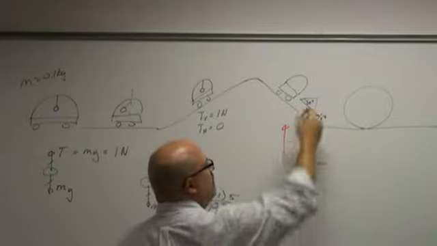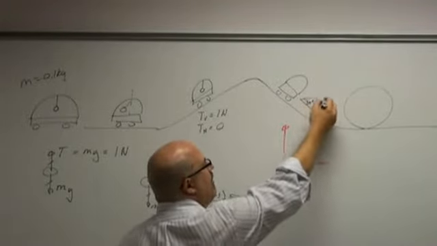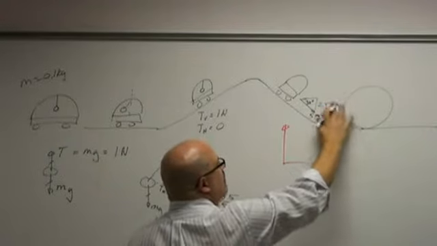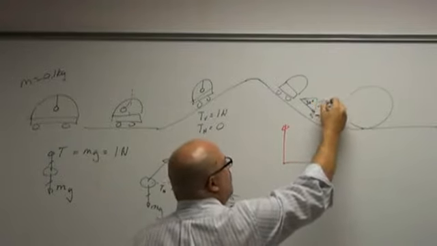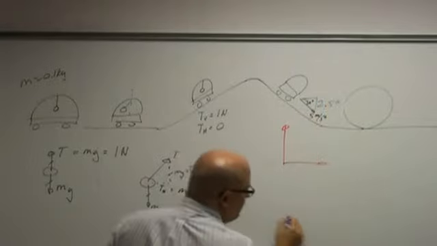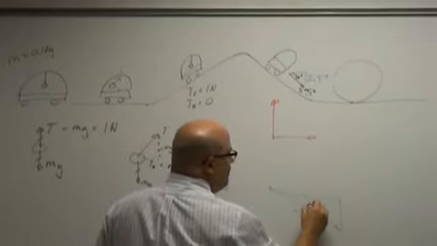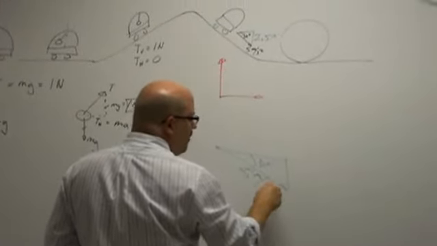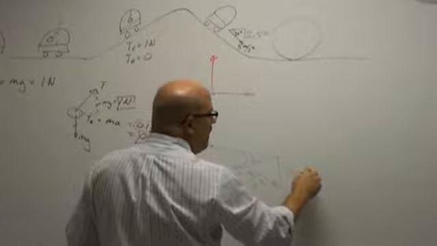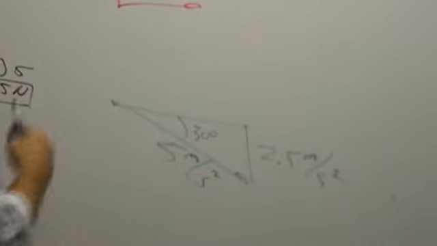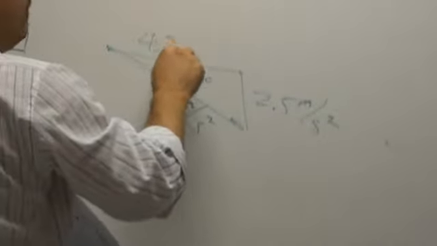Okay? Now, since this is a 30, 60, 90, and that's the hypotenuse, this is the short side. So this will be 2.5 meters per second squared. Let me write it bigger. This is 5 meters per second squared, this is 30 degrees, and so this is going to be 2.5 meters per second squared. And this one over here is going to be the short side times the square root of 3, right? So that turns out to be, I got 4.33 meters per second squared. Okay?